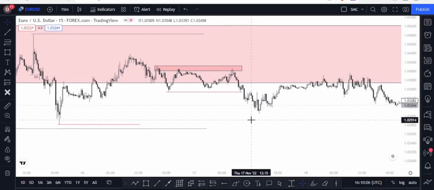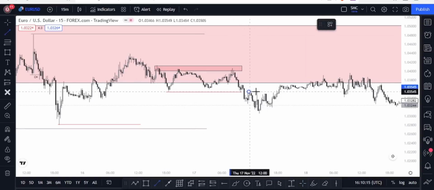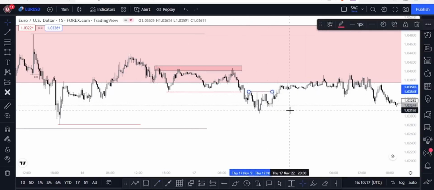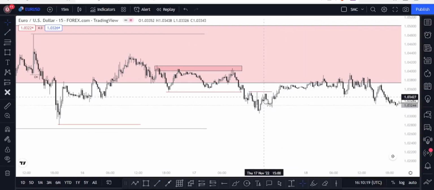When it came down, where is your inducement? Your liquidity, guys. Where is your liquidity? Your liquidity rests above every high. This is your liquidity, and price must take it out. And as you can see, price took it out. A lot of traders will be placing their sell order around this point, and then look at what price did. Price reacted up momentarily and went up to take them out of the market.